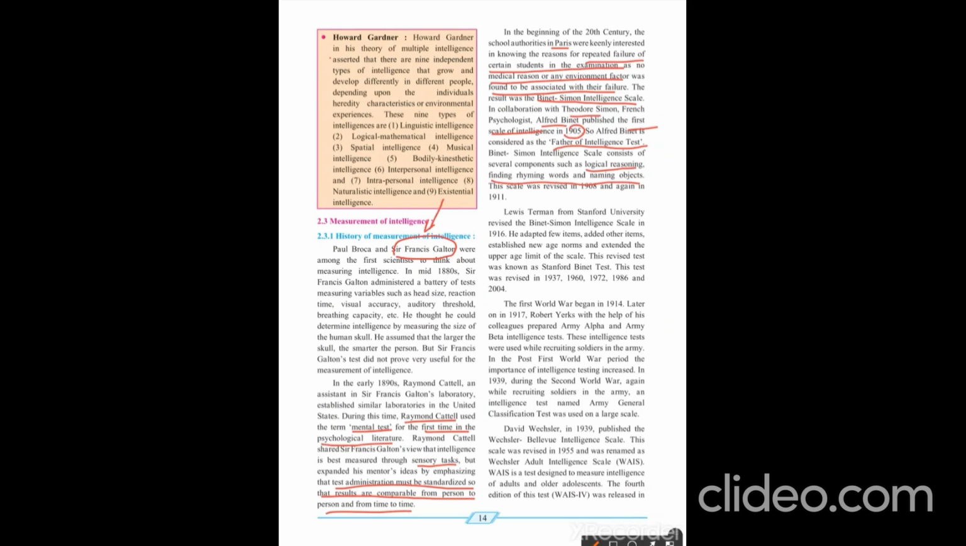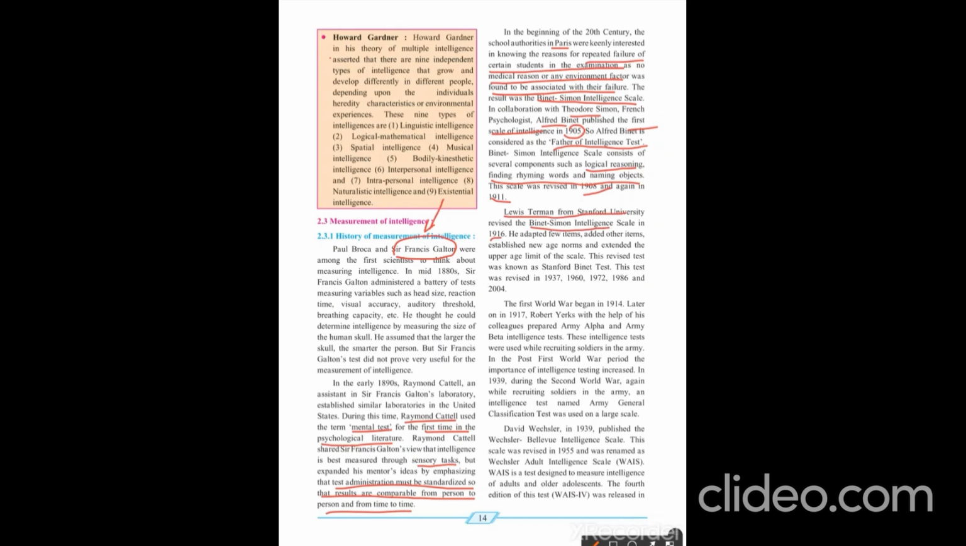So his tests had logical reasoning and rhyming words and naming objects. This scale was revised in 1908 and again in 1911, and now also it is being revised. Next, Lewis Terman, another person from Stanford University, revised the Binet-Simon intelligence scale in 1916.